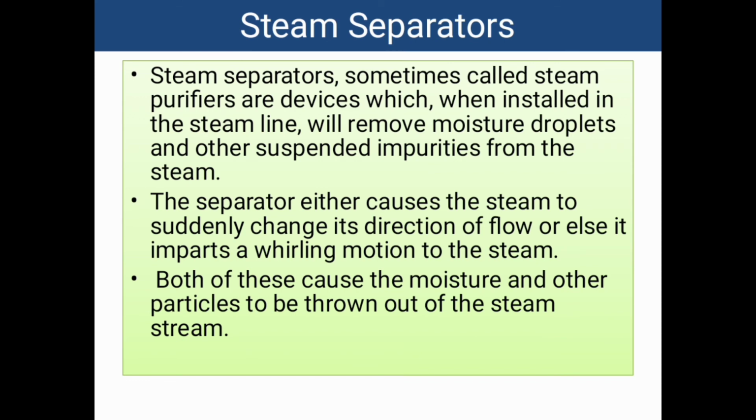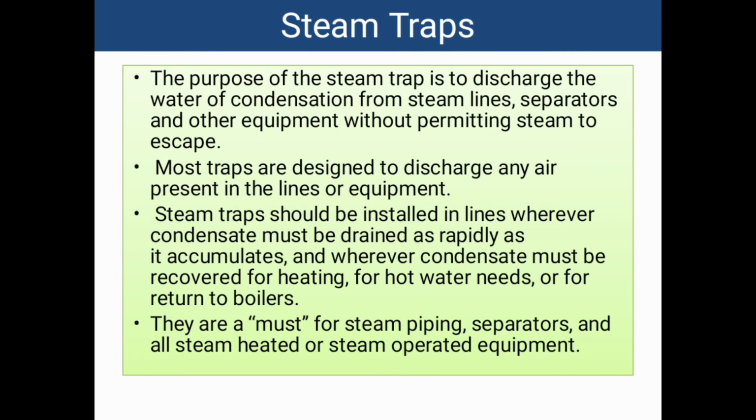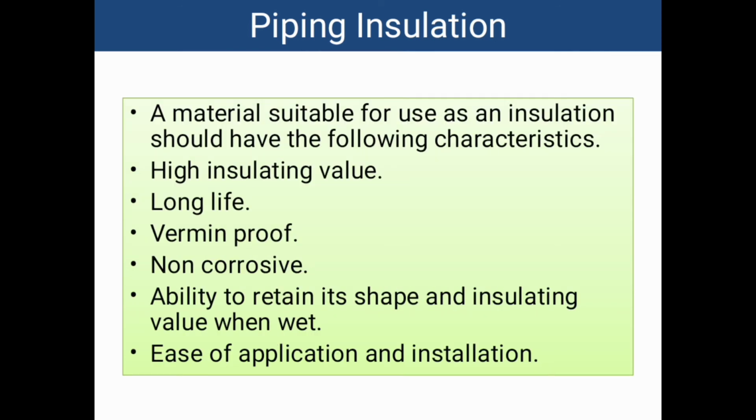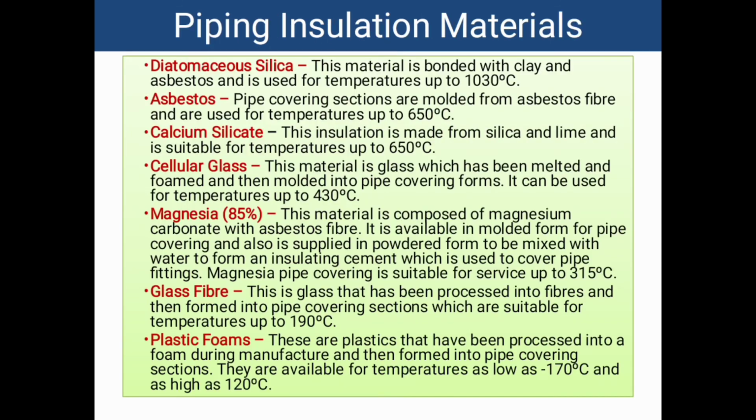Then steam separators. To drain this condensate, we have to provide steam separators at several locations. This includes steam traps. Steam traps are the main instrument used to drain the condensate from the steam pipelines. Then piping insulation, to prevent heat loss or cold loss. There are several materials used for providing insulation: silica, asbestos, calcium silicate, cellular glass, magnesia, glass fiber, and plastic foams.